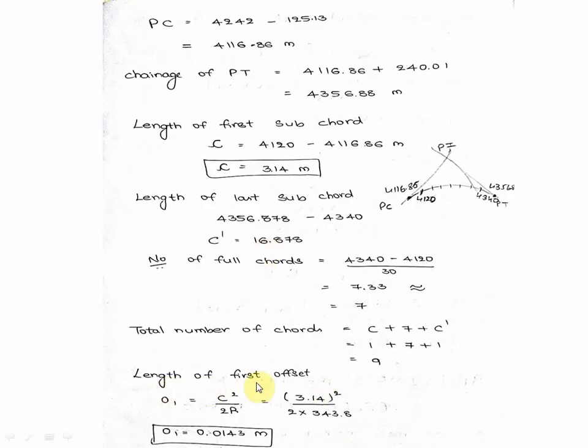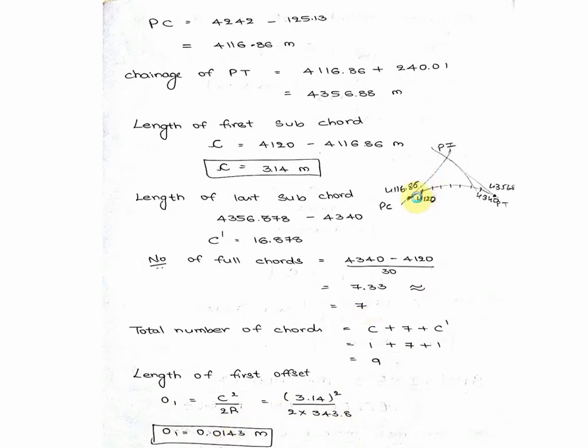Next is to calculate the lengths of all the offsets. First, O1 is c square by 2R. Here only the first chord is there, that's why it is c square by 2R. So you will get 3.14 square by 2 into 343.8. So you will get the first offset, 0.013.